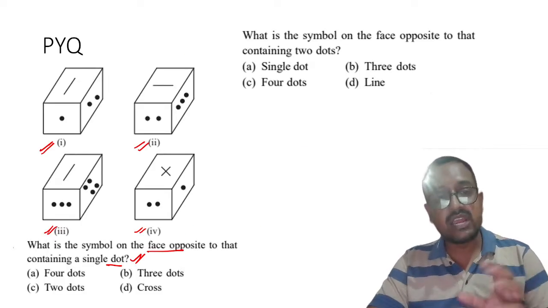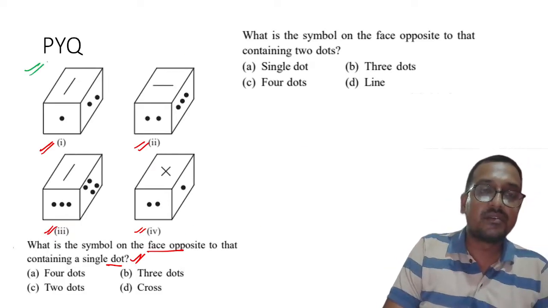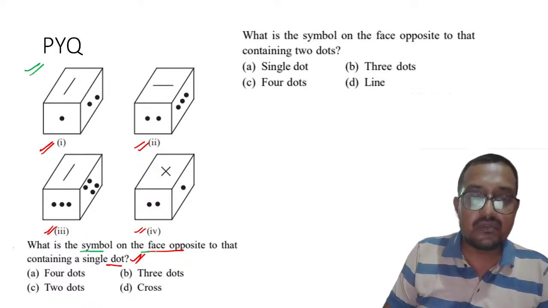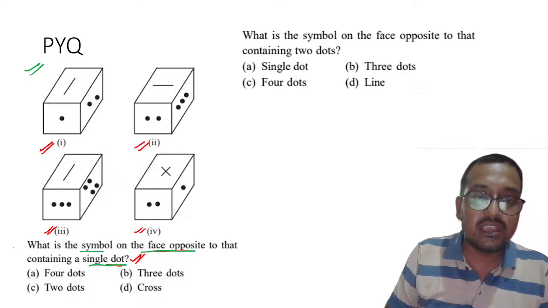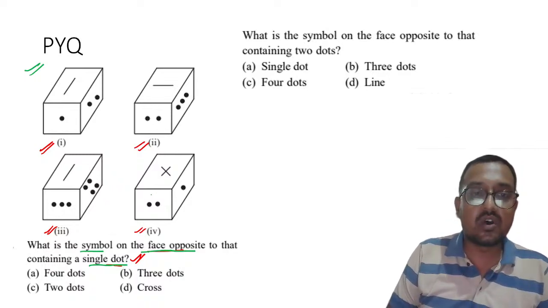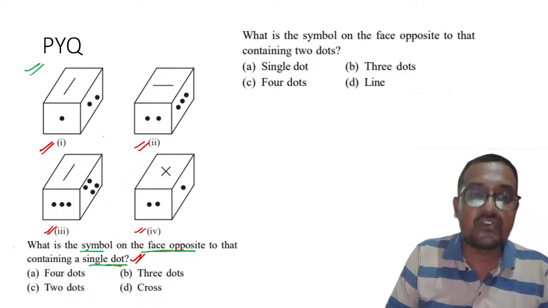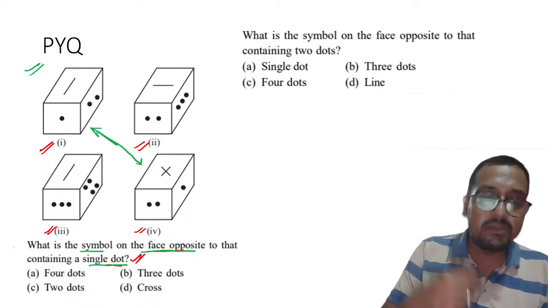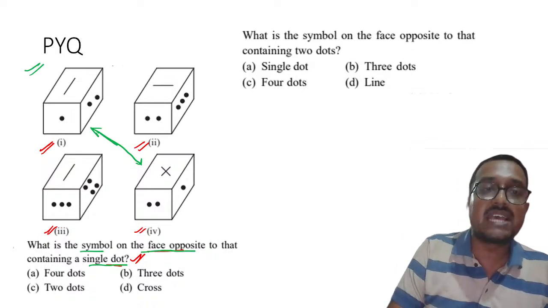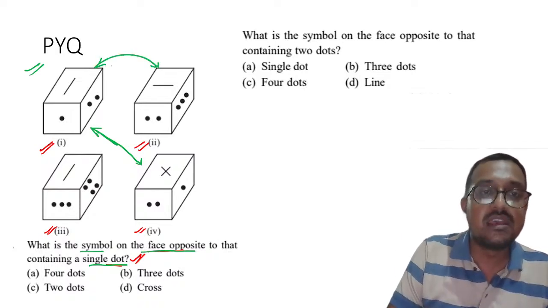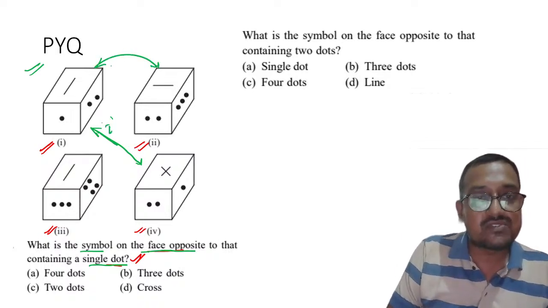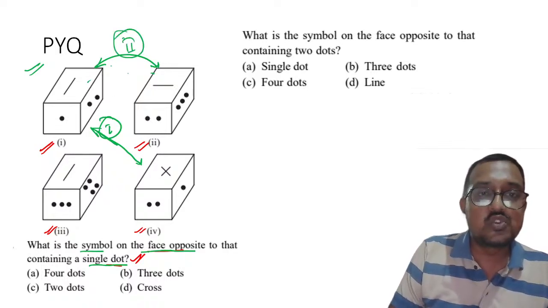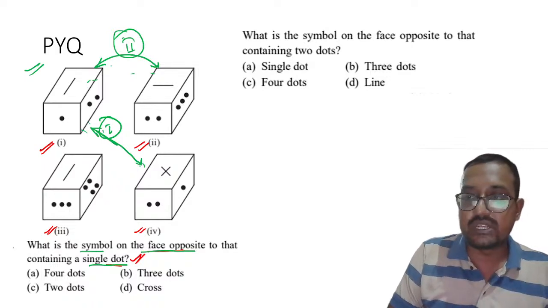Now, my dear students, can you try this question? The question says, what is the symbol on the face opposite to that containing a single dot? Single dot. So, can you tell me two faces which have single dot? Or maybe two diagrams which have two faces in common. So, see, there can be two ways to solve it. First way and second way. I can choose two pairs. So these two can be chosen, or else these two can be chosen, right?